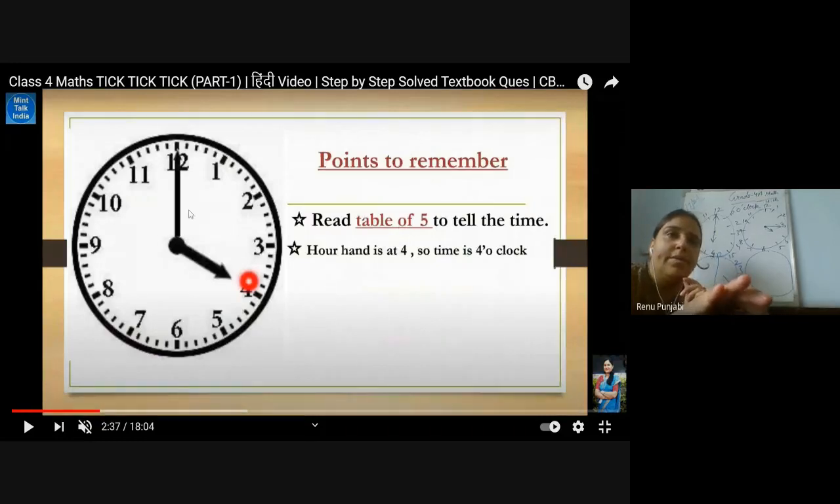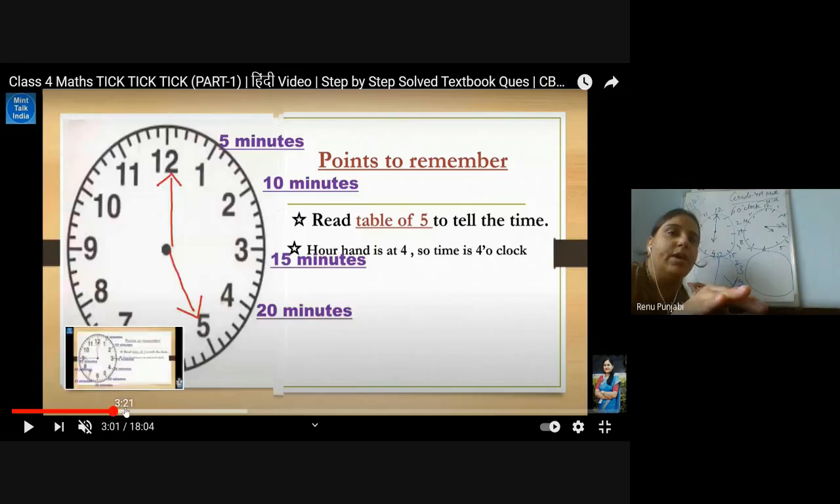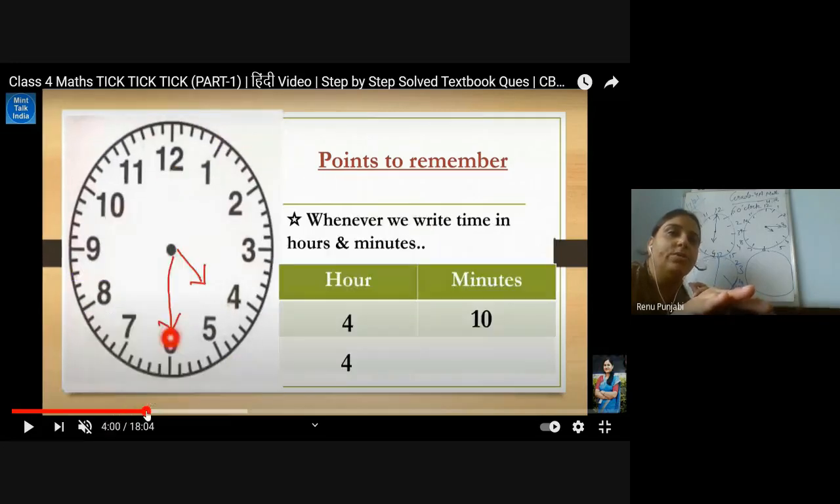And always remember, when the minute hand is on 12 and after 12 the minute hand is moving, we are counting the table of 5. When the minute hand moves from 12 to 1 it is 5 minutes, when it is on 2, 10 minutes, when it is on 3, 15 minutes. Keep on adding and telling the table of 5. Now go to the next.